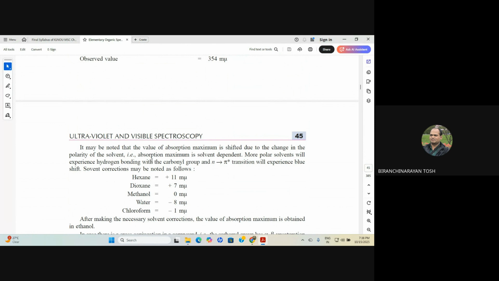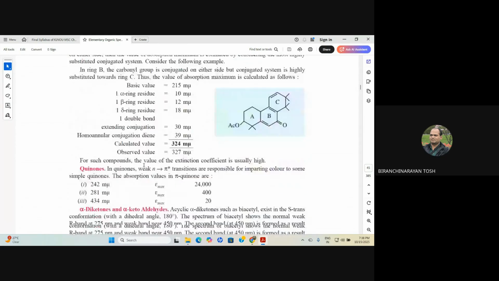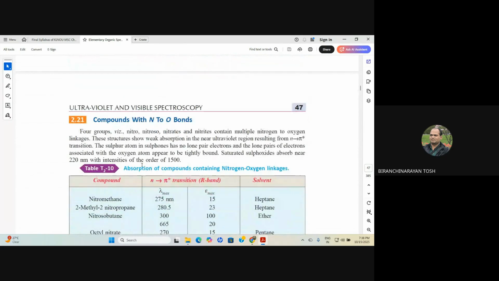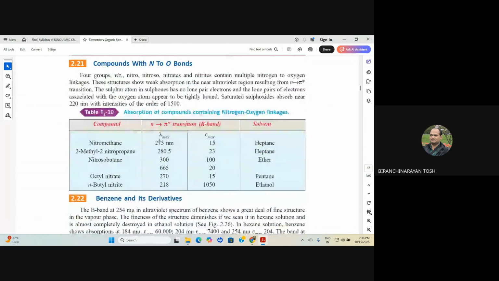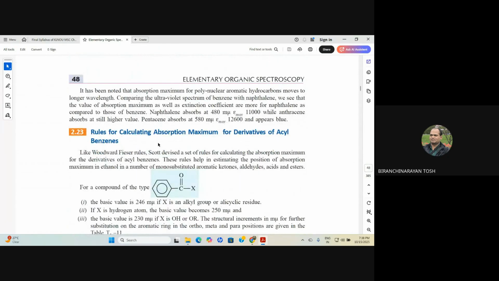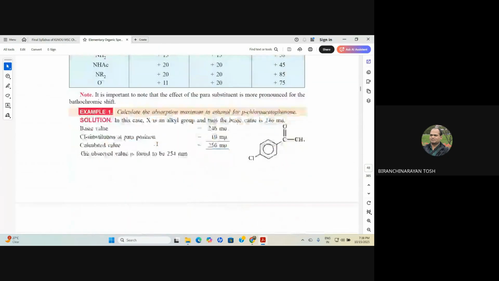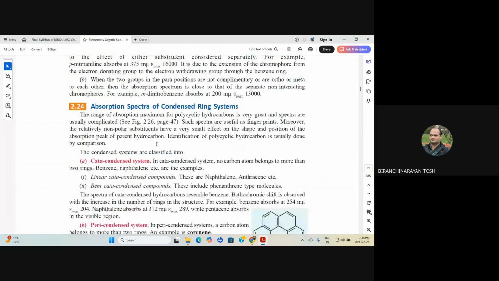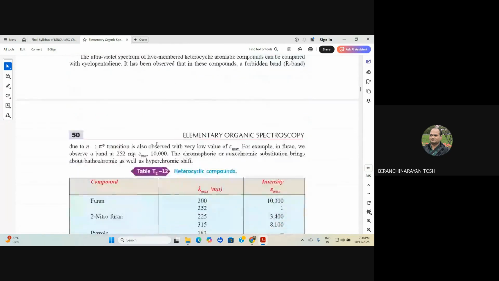Okay, so the rest of the things are also not there. Heterocyclic system, steric hindrance, you can go through. Up to this you have, the rest part is not there. Compounds with NO bond are not there. Benzene and its derivatives, no. Condensed system is also not there.